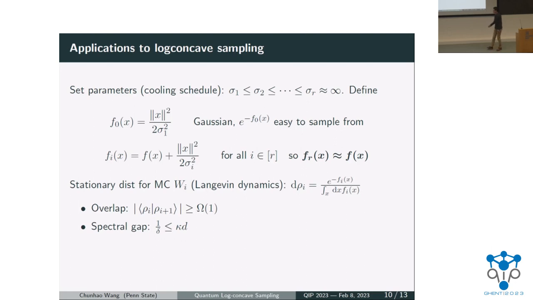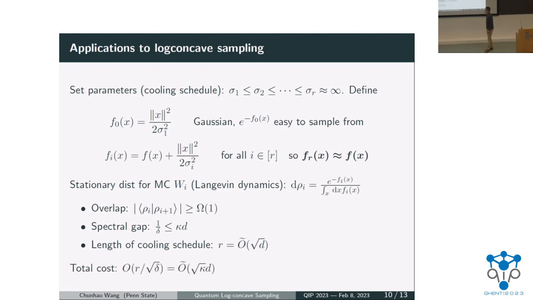And we can also show that the number of Markov chains, or the length of the cooling schedule, is square root d. So if we put everything together, the total cost is just r times 1 over square root delta, which gives us square root kappa d. Okay? So classically, you just run the Markov chain, and the classical cost is kappa d, but now we have square root kappa d. So we have a quadratic speedup for the condition number. Okay? Now, this is how we did this sampling.